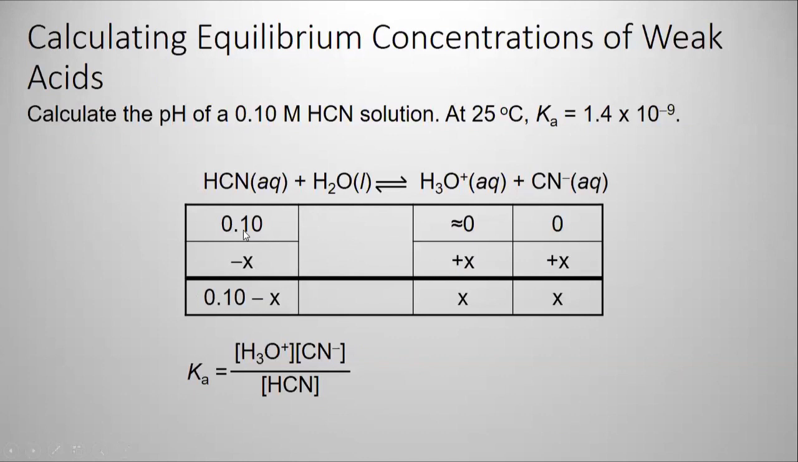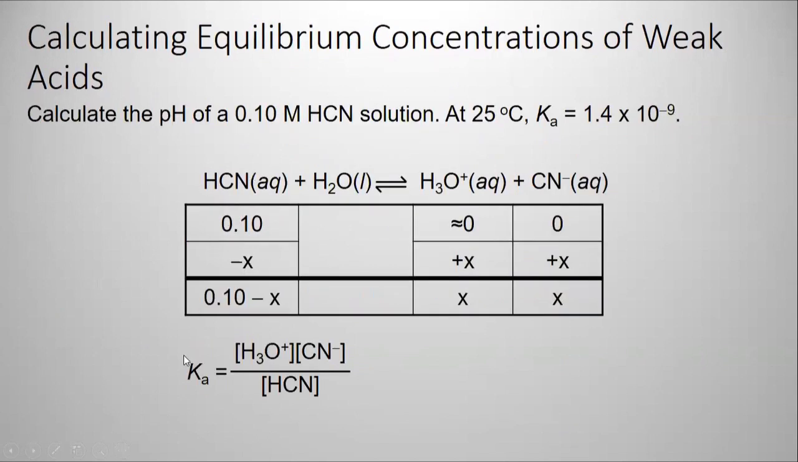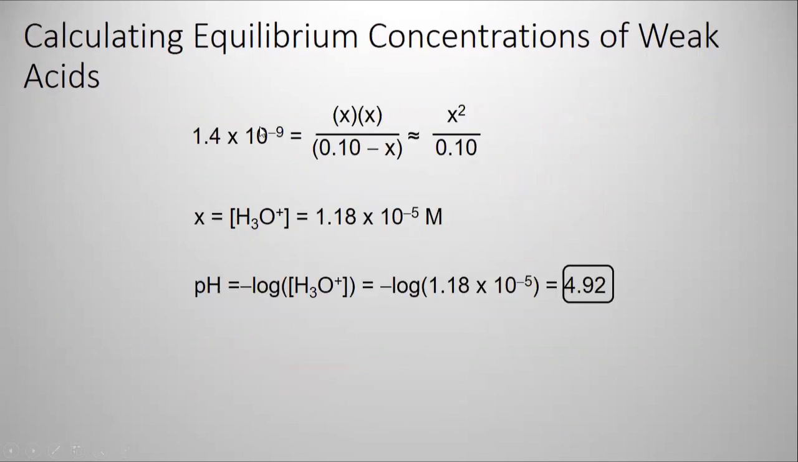Initial concentrations are 0.1, 0 and 0. We lose x, we gain x. Your equilibrium is 0.1 minus x, and x, and x, and here is your equilibrium dissociation of the HCN. Here is Ka, so we know Ka already. In this case, Ka is given as 1.4 times 10 negative 9. x times x divided by 0.1 minus x, and that will give us x squared divided by 0.1.